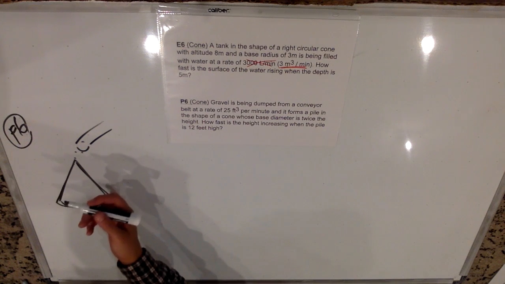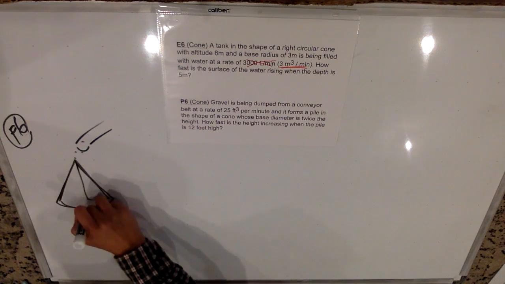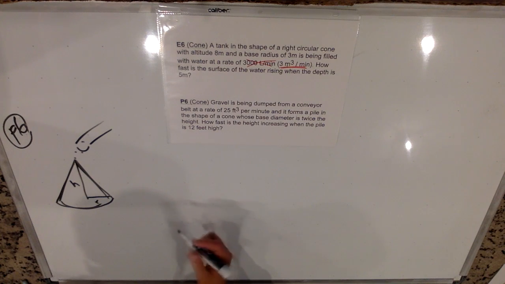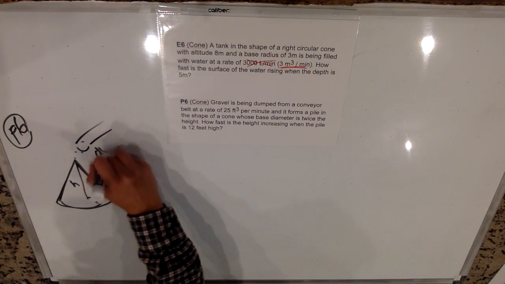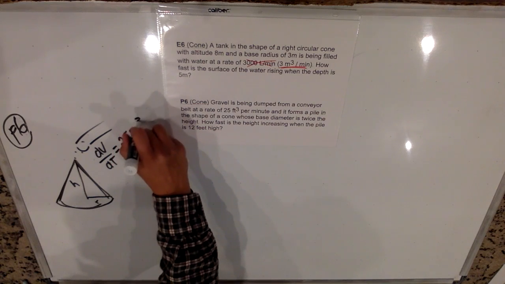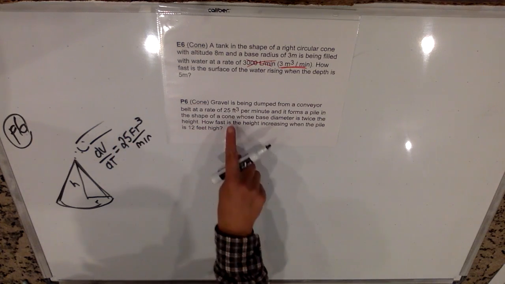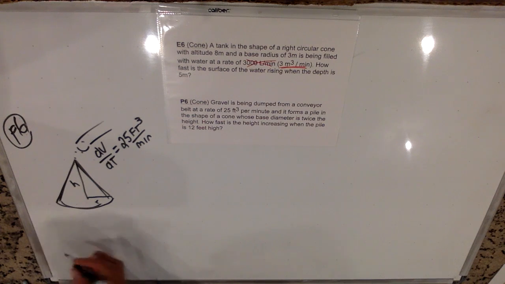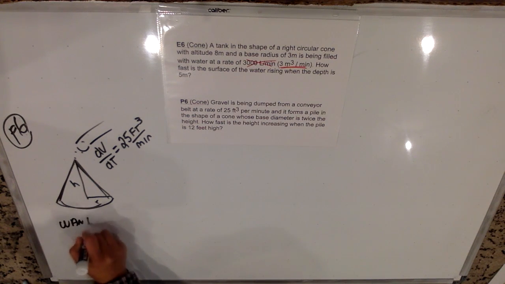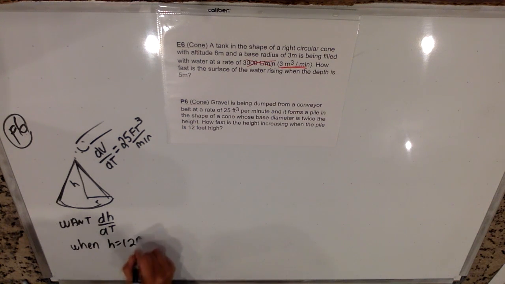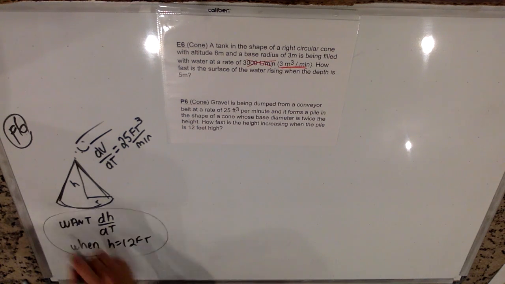Here's what we know. This is the height and this is the radius, right? We know that dV/dt, the rate at which the volume is changing, is a positive 25 feet cubed per minute, because we were given the rate at which the stuff's coming off the belt. And what they want is dh/dt when the height is 12, okay? 12 feet. Now, that's what we want. So here's the problem.